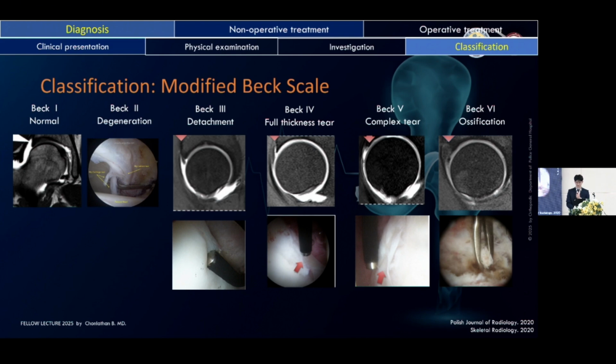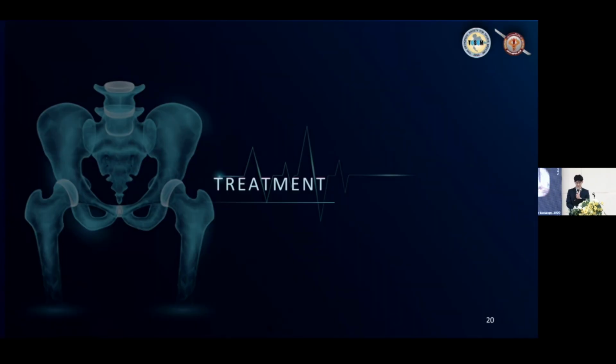Arthroscopy shows complete labral avulsion from the acetabular limb. The fifth column is grade 5, the complex ALT. The MRA shows contrast absorbed within the labrum. The arthroscopy shows a complex tear splitting in the longitudinal axis. And the most right-hand side column is grade 6. The ossification is acetabular osseous metaplasia within the labrum.